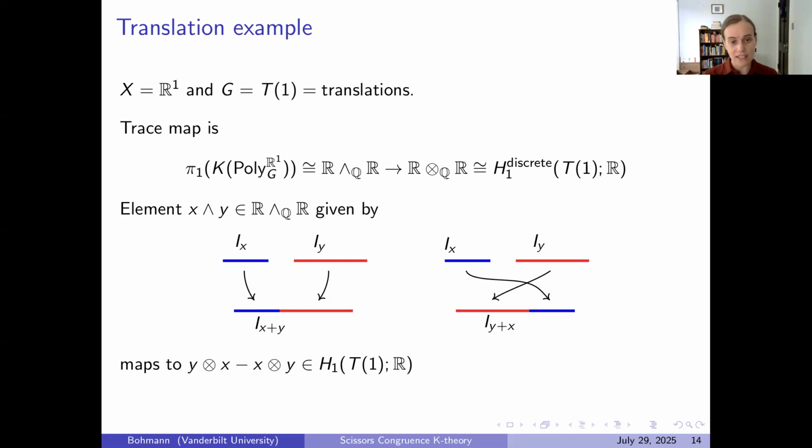And so we had this scissors congruence automorphism depicted in my picture below here. And Zakharevich proved that this was the element X wedge Y in our pi1. Now one can calculate quite explicitly that this maps to the element Y tensor X minus X tensor Y in H1. So we have an explicit calculation of what the trace does here. It takes X wedge Y to Y tensor X minus X tensor Y. This is maybe not a total shocker, but it's nice to know that we can explicitly calculate these things.